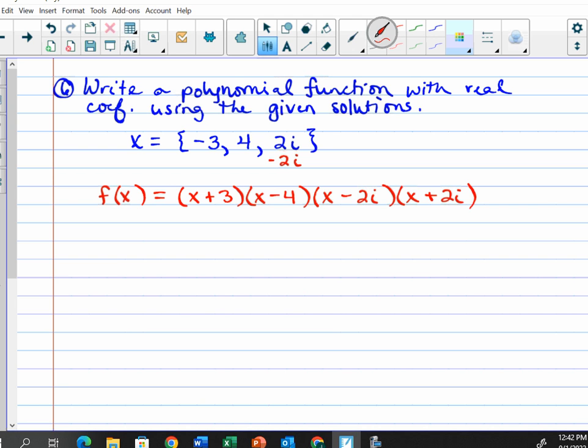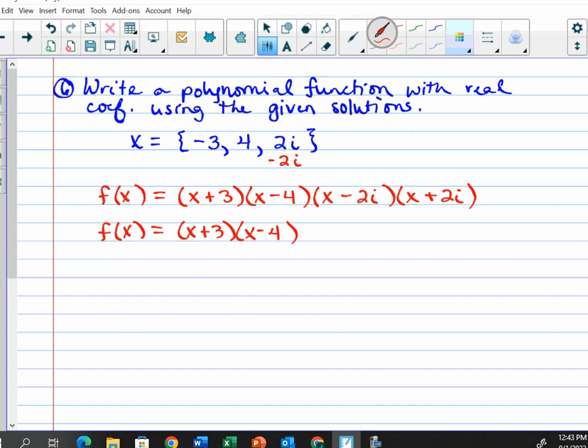All right, we're not quite done, but that's an important first step there. So that's your polynomial in factored form. But I said to write it with real coefficients. What that means is that you need to multiply just enough so that all the imaginaries are gone, okay? So the x plus 3 and the x minus 4, there's no imaginary numbers there. You don't need to do anything with those. We leave those alone. But I do need to multiply out these last two parentheses.